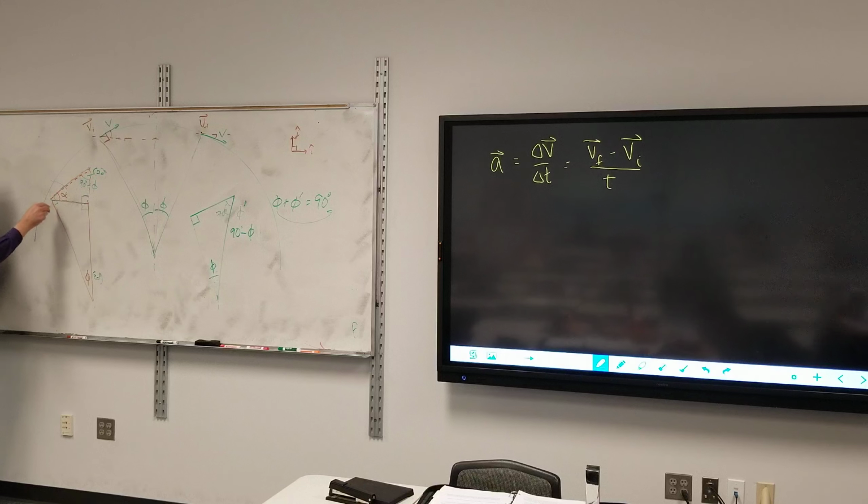And this would be 90 minus. Wait, would that angle also be 90 minus phi? So that's 90 minus phi, that's 90 minus phi, and this is 90. That doesn't add up. Euclid would be very sad.